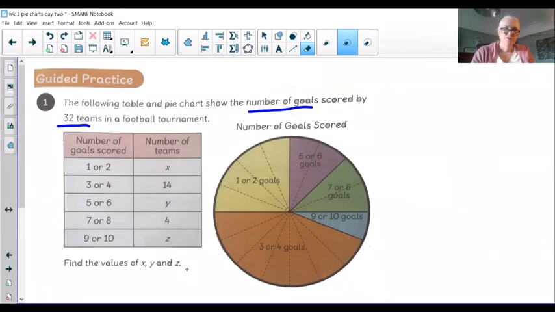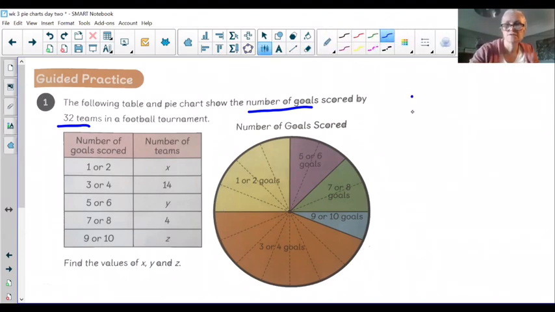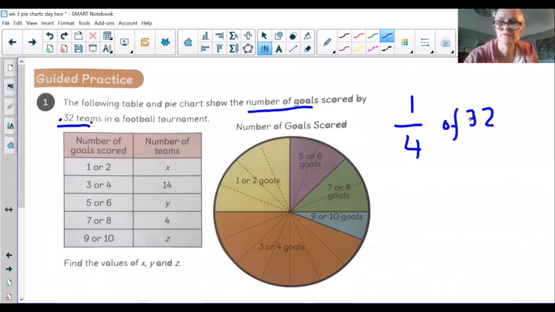There's a couple of ways you could do this. First of all, we can look at X here, and we know it's 1 or 2 goals. So find the 1 or 2 goals section, and what fraction of the pie is that scored by 1 or 2 goals? I think you can see that's a quarter. So if we say that's a quarter, and we know that there were 32 teams because it says so here, we need 1/4 of 32, which, hopefully you remember, is 32 divided by 4, which gives us 8. So this one should be 8.